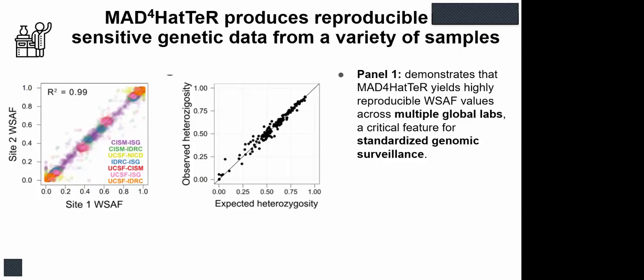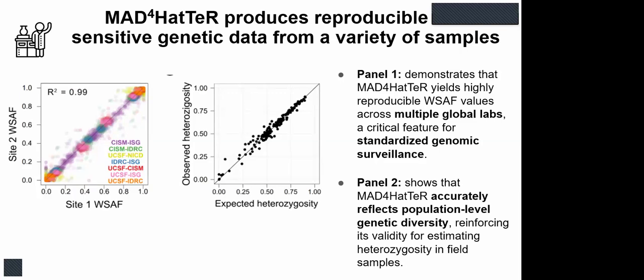At the end of the day, we tried to show that multiple global labs can use the same panel and the same pipeline and still achieve standardized genomic surveillance results. And the second panel here shows that MADHATTER accurately reflects population level genetic diversity. As you can see, we have a good correlation between the expected heterozygosity and the observed heterozygosity. And this is very good when you are doing population genetic differentiation at that level.